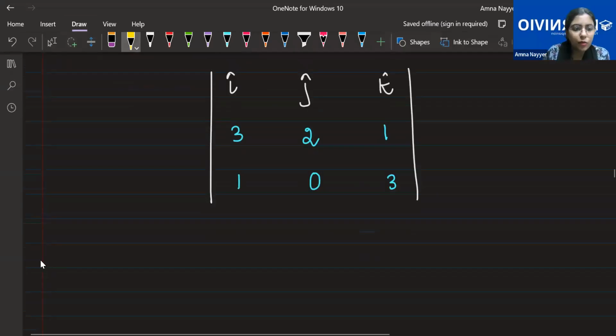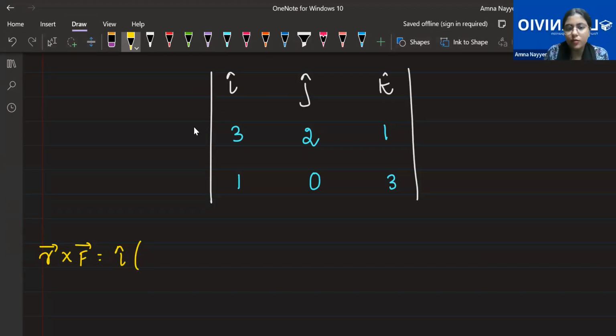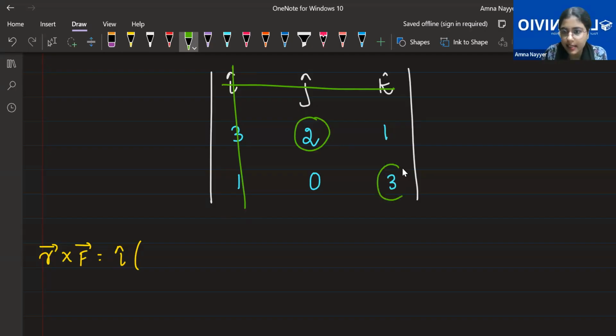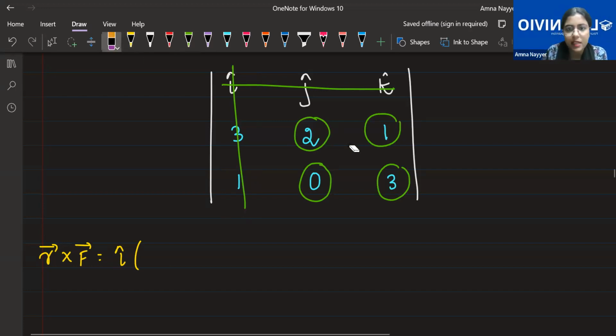Okay. See, now how do we write it? Let's say we have to write R cross F. For I cap, what we'll do? Just cut I cap completely. Cut the row, cut the column. What are you left with? These 4, right? You have cut the column and row of I cap. So what are we left with? These 4.